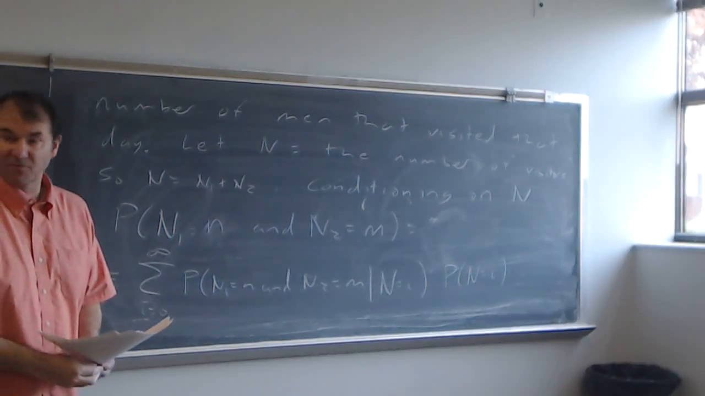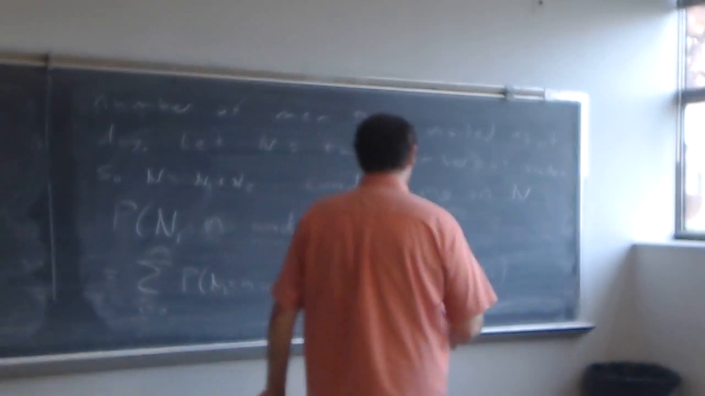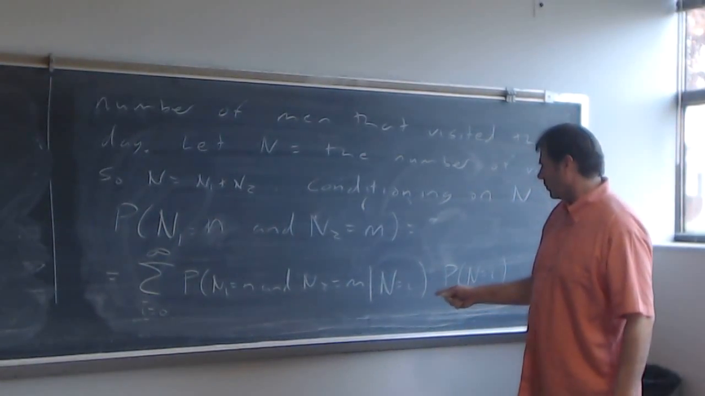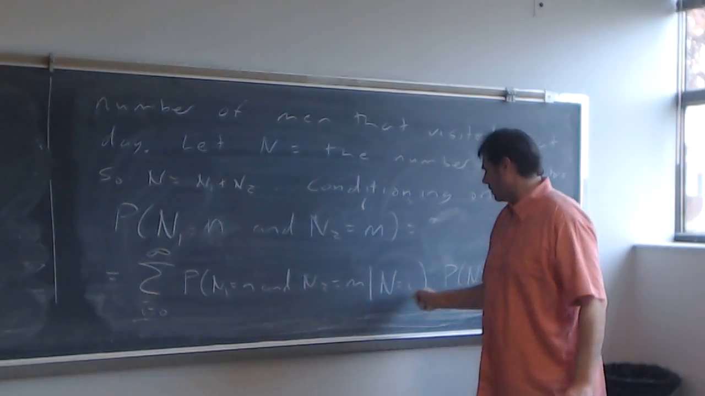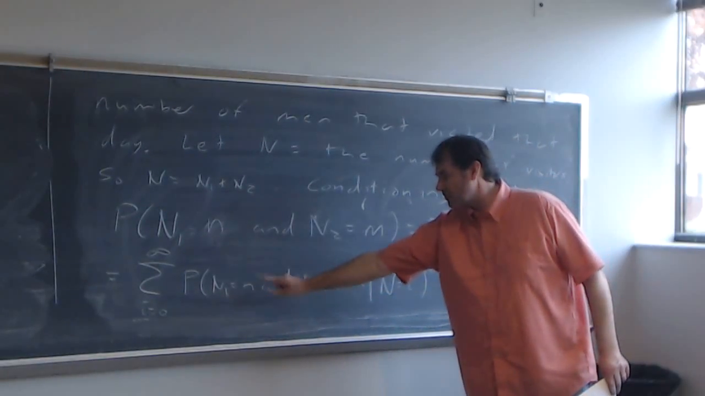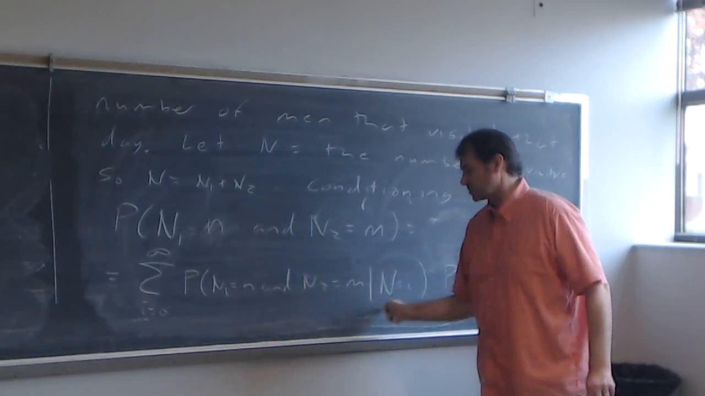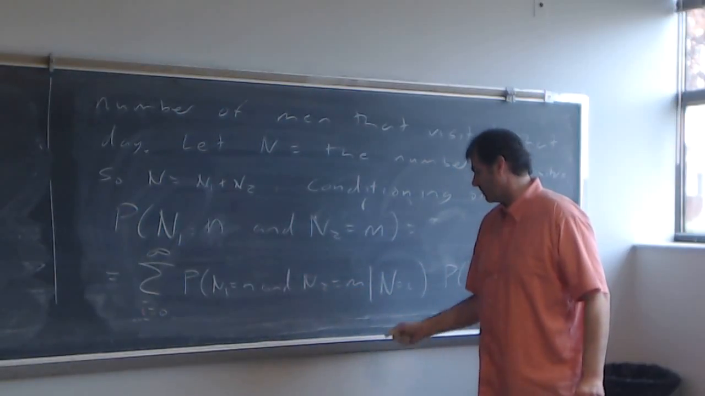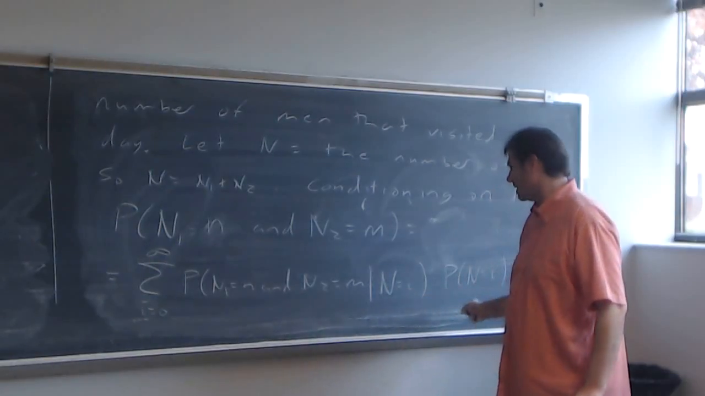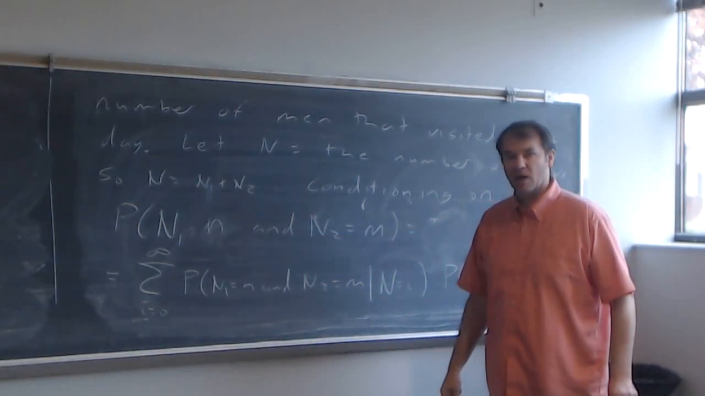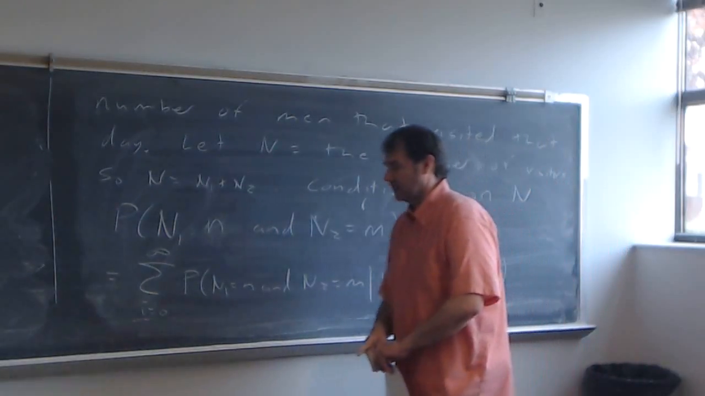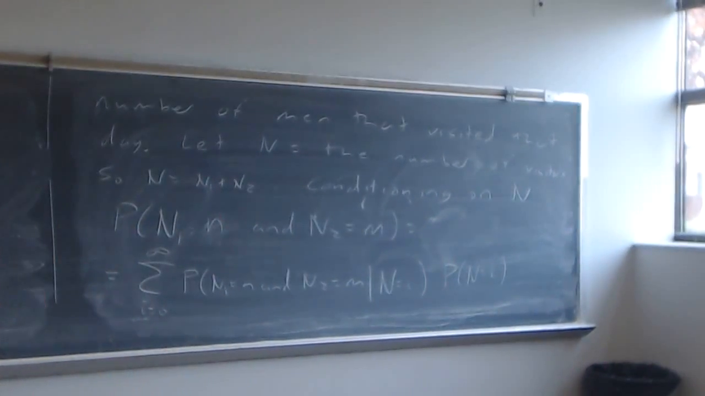So my comment, before I leave it, is this. Here, for all the i's that we could have, the only time that this conditional probability would be non-zero is when i is equal to n plus m. It's the only time. So all of the terms in the sum are zero except for one of them, when i is equal to n plus m.